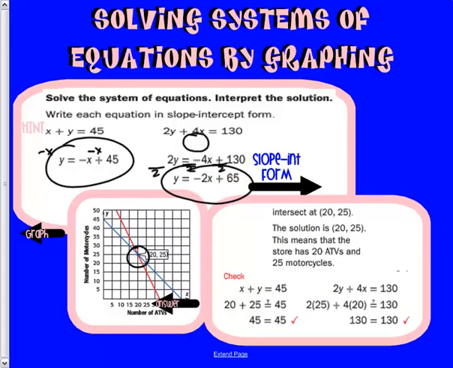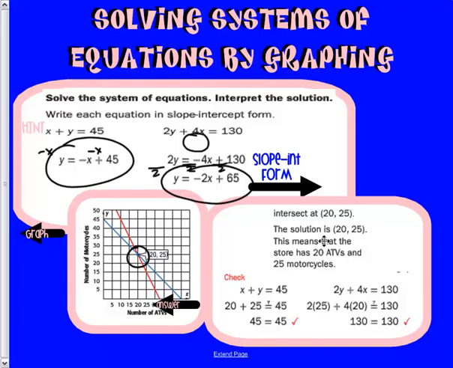So they intersect at (20, 25), so the solution (20, 25) means that we have 20 ATVs and 25 motorcycles, because remember the ATVs and the motorcycles. Okay, so to check this, we can plug in 20 for x and 25 for y, and we get 45. We can plug in 25 for our motorcycles, which was 2 times 25, and 20 for our ATVs, which was 4 times 20, and that solution works for both equations.